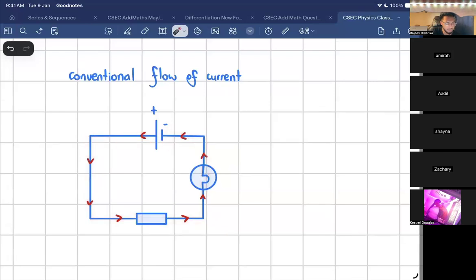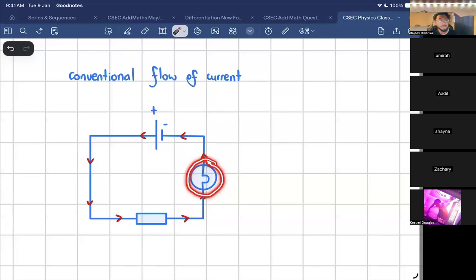Let me know if you're seeing the current flowing through each component. The current flowing through each component is going to have some voltage drop across each component. So therefore, the battery is going to supply power to every single component as current is passing through each component. So you see how the current is passing through the bulb?